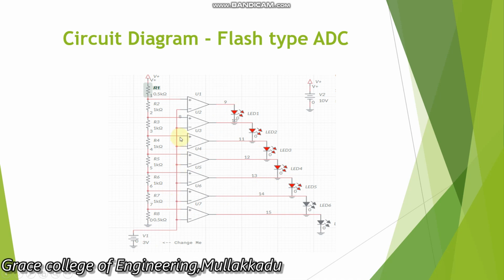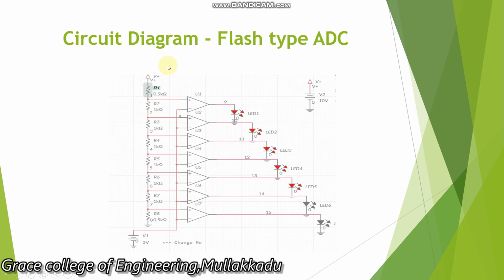When the reference voltage is greater than the input voltage, the LED will glow. If it is less than the input voltage, the LED will not glow. Glow means 1 and not glow means 0. That is, we get the equivalent digital output for the analog input value. The voltage at each node is given to the comparator and compared with the input voltage Vin. If the reference voltage is greater than Vin, the LED will glow, or else it will not glow.